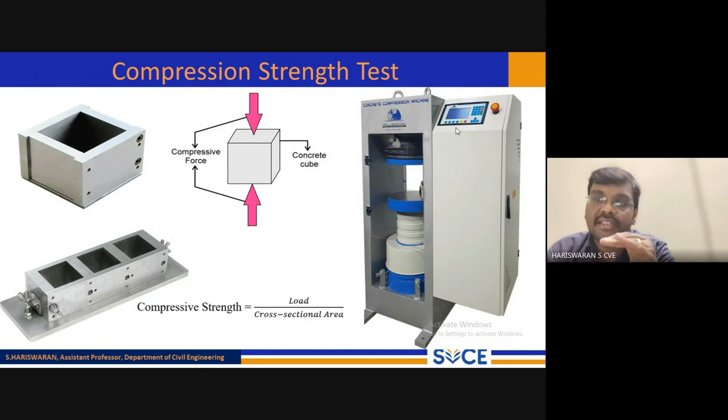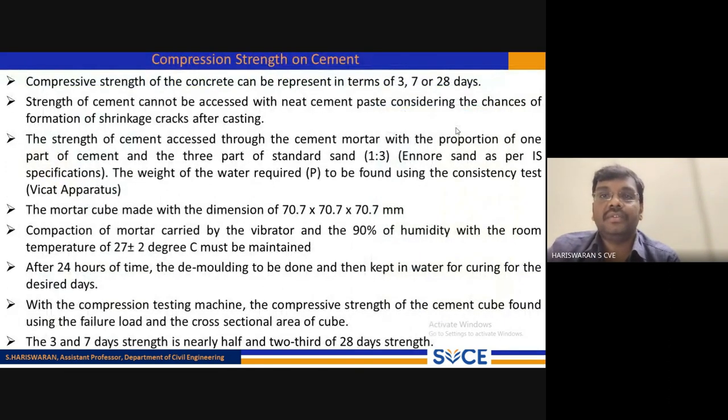Then, what is the cross-sectional area on which the load is acting? The surface area of the cube is 15 centimeter by 15 centimeter, or 150 mm by 150 mm. We divide the load by the area, and we get the compressive strength of the concrete.